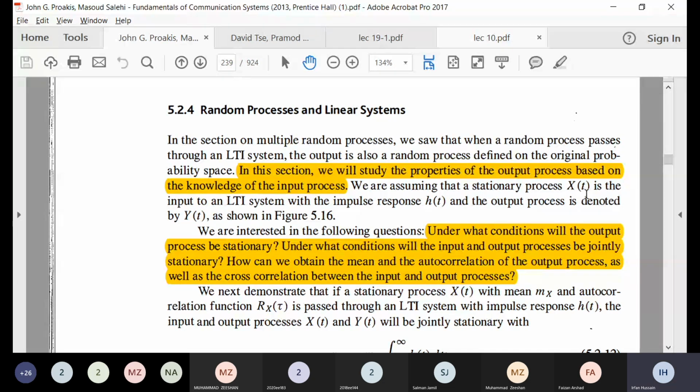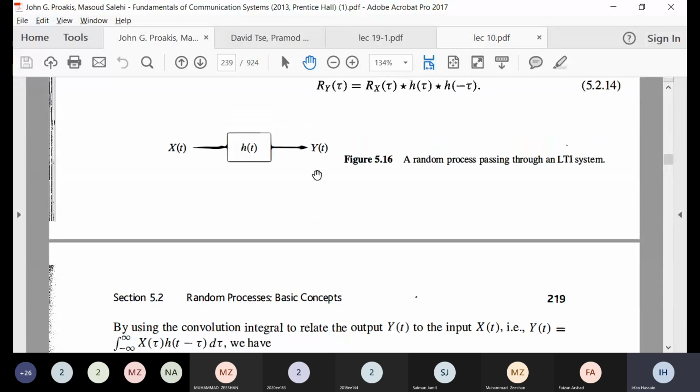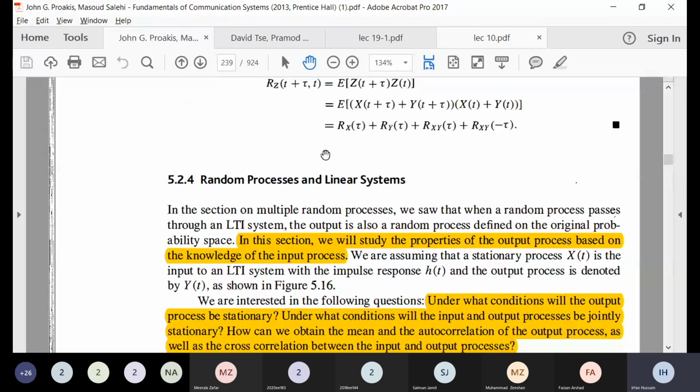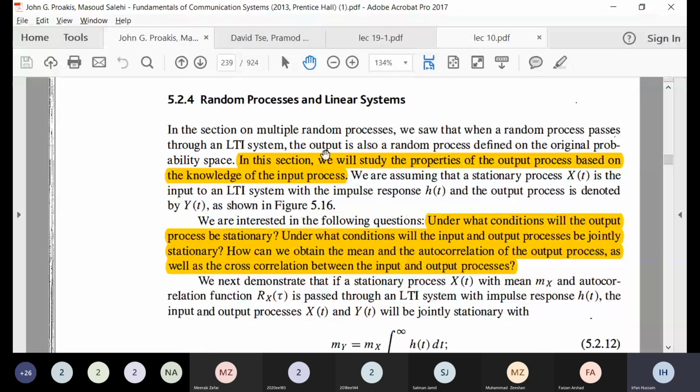So we say x of t is a stationary random process. It passes through an LTI system, and this impulse response, we say, is also a real impulse response. Simple real numbers, impulse response, continuous variable. And the output process is the convolution of x of t with h of t, shown in figure 5.16. A random process goes to an impulse response, and the output is also a random process.